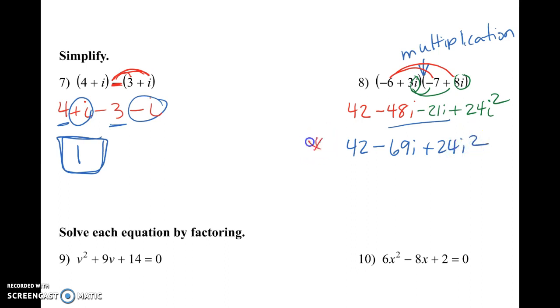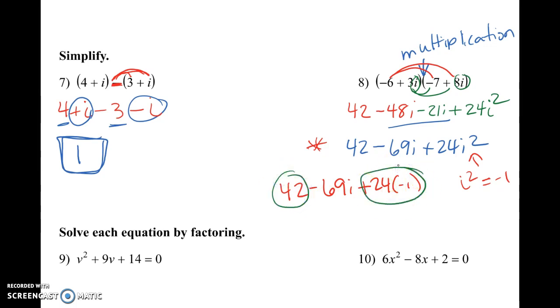Now, if this was a multiple choice test, I would probably put a trick answer that looks just like this. However, this is not simplified. We need to replace this i squared. Remember, i squared equals -1. So I need to replace that. I would have 42 minus 69i plus 24 times a -1. So that's actually a -24. So I have 42 minus 24 that I can combine. When I do this, I get 18 minus 69i.